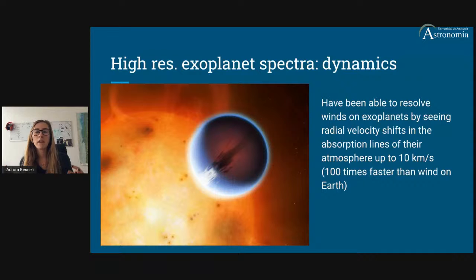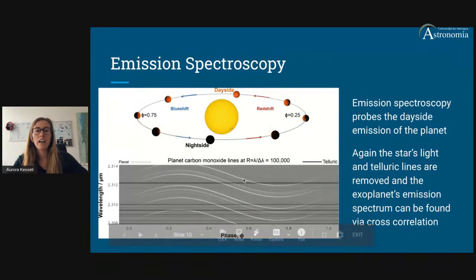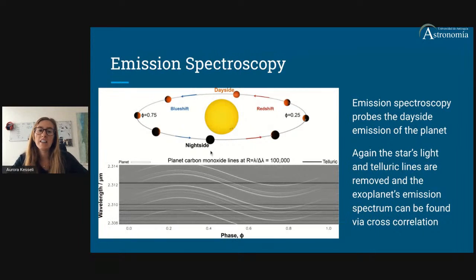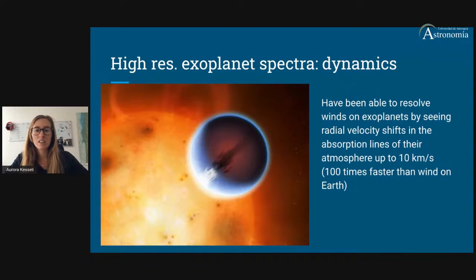And so we've measured wind velocities up to 10 kilometers per second on some of these exoplanets. And to put that into context, that's 100 times faster than any wind speed has ever been measured on Earth. And what we think is happening is because these exoplanets are tidally locked, they have a day side that's always being illuminated by the star and a night side that's never getting any of the star's light. What happens is you create this wind that's blowing from the exoplanet's day side all the way to the exoplanet's night side, trying to redistribute the heat. And we've measured this wind on a bunch of different planets so far.